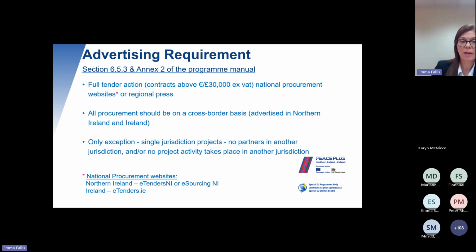So the national procurement websites that the programme allow projects to use. In Northern Ireland, that can be either eTenders NI or eSourcing NI, and in Ireland, that's eTenders IE.